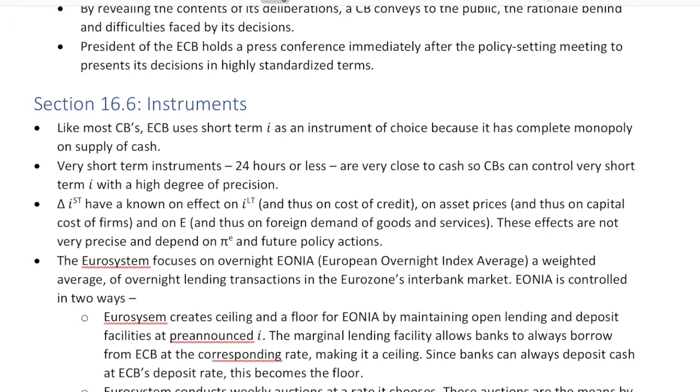And we have talked about this before in chapter 13, how exchange rates and interest rates, I guess, play with one another, right? However, the problem is these effects are not very precise, and they really depend on what people think long-term inflation is going to be and what the future policy actions are going to be.